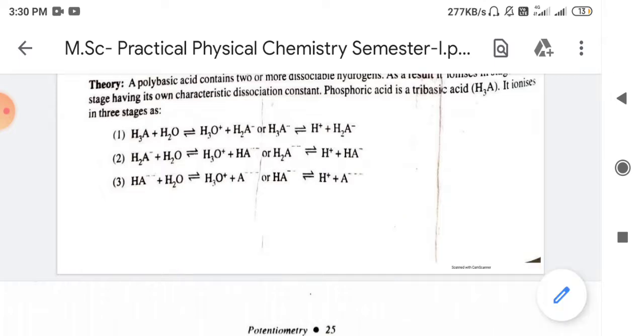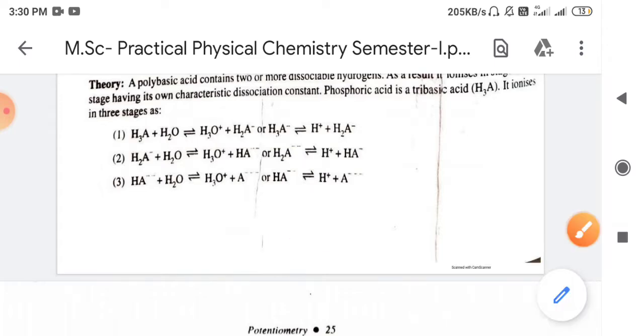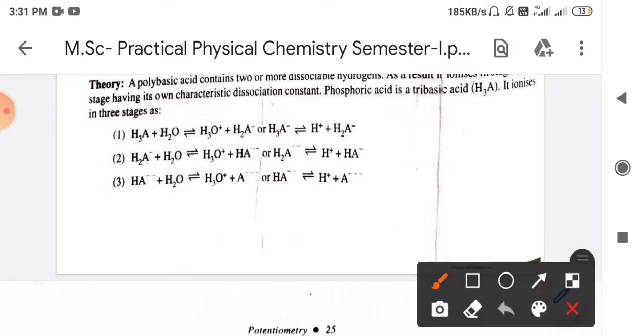And what is the Ka value? K is nothing but the dissociation constant of acid, okay. So for a particular acid we get a particular value of dissociation constant. For a weak acid we get a low value of dissociation constant, and for a strong acid like HCl or sulfuric acid we get higher values of dissociation constant, okay.